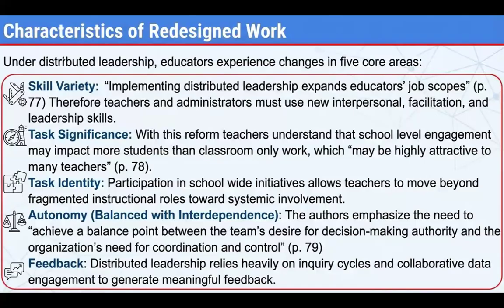Here you'll see the characteristics of redesigned work. Under distributed leadership, educators experience change in five core areas: skill variety, task significance, task identity, autonomy balanced with interdependence, and feedback.